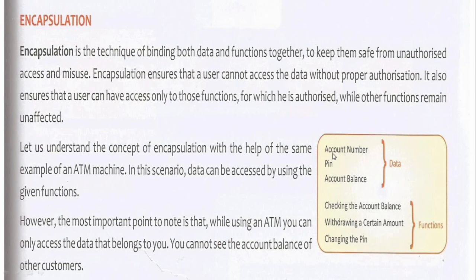Account number is the attribute, or the data, of the object bank account, yes or no? Then he will also have a PIN, the 4-digit ATM PIN, that is also data, and he will have some balance in his account. Suppose you are using your ATM: I cannot know your account number, I cannot know your PIN, and I should not know your account balance, yes or no?